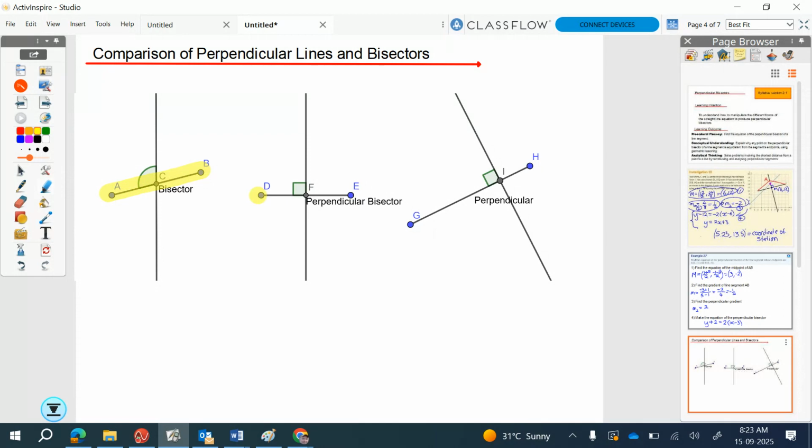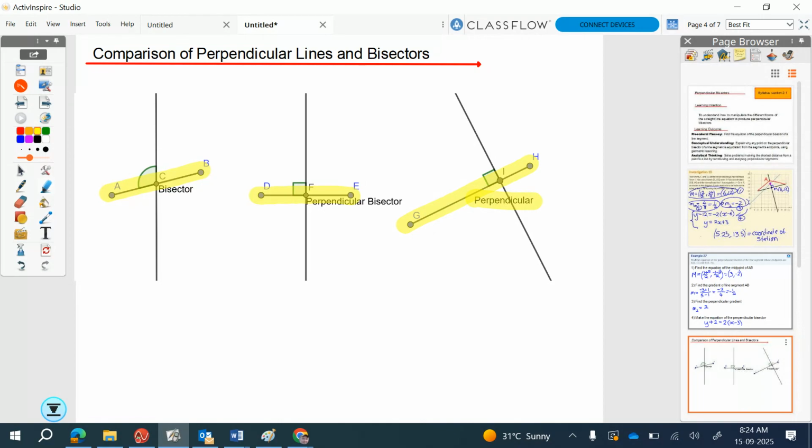We can have a perpendicular bisector. This one's going to cut the line in half, but there's only one answer here. So there are an infinite number of bisectors of the line segment AB, but only one perpendicular bisector. The perpendicular bisector goes through the midpoint at 90 degrees. And then the last example, this is a perpendicular. We sometimes use a perpendicular to solve the problem. We don't always use a perpendicular bisector to solve the problem. Sometimes we use a perpendicular to solve the problem, depending on the situation that we're looking at.